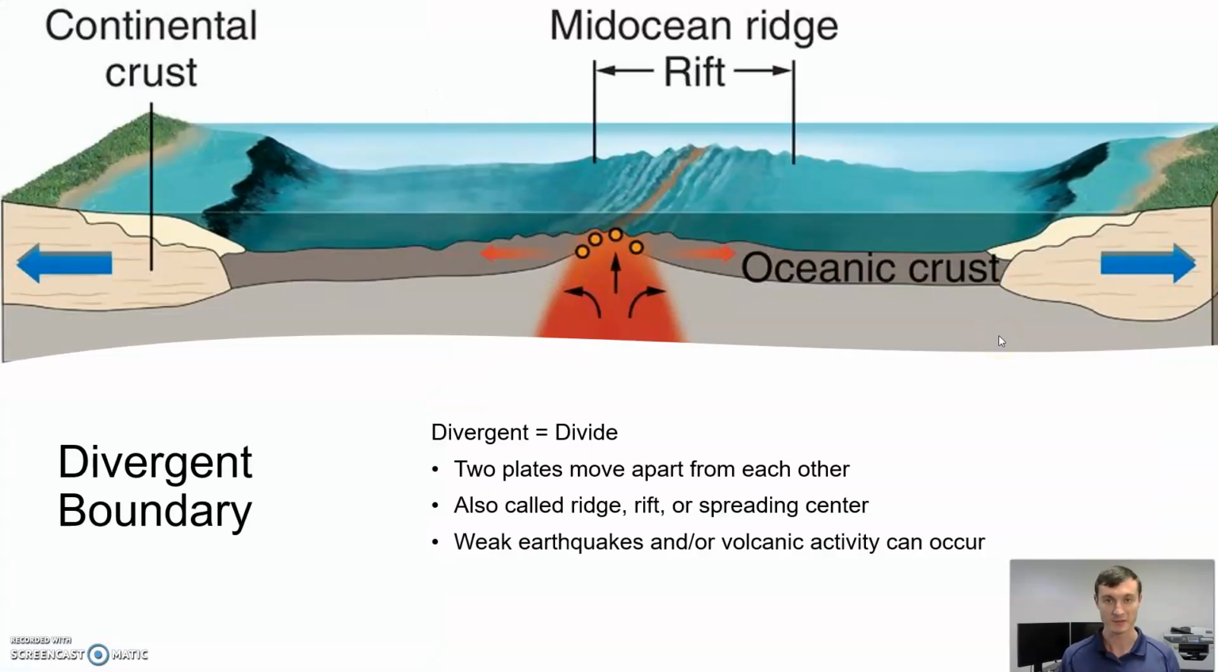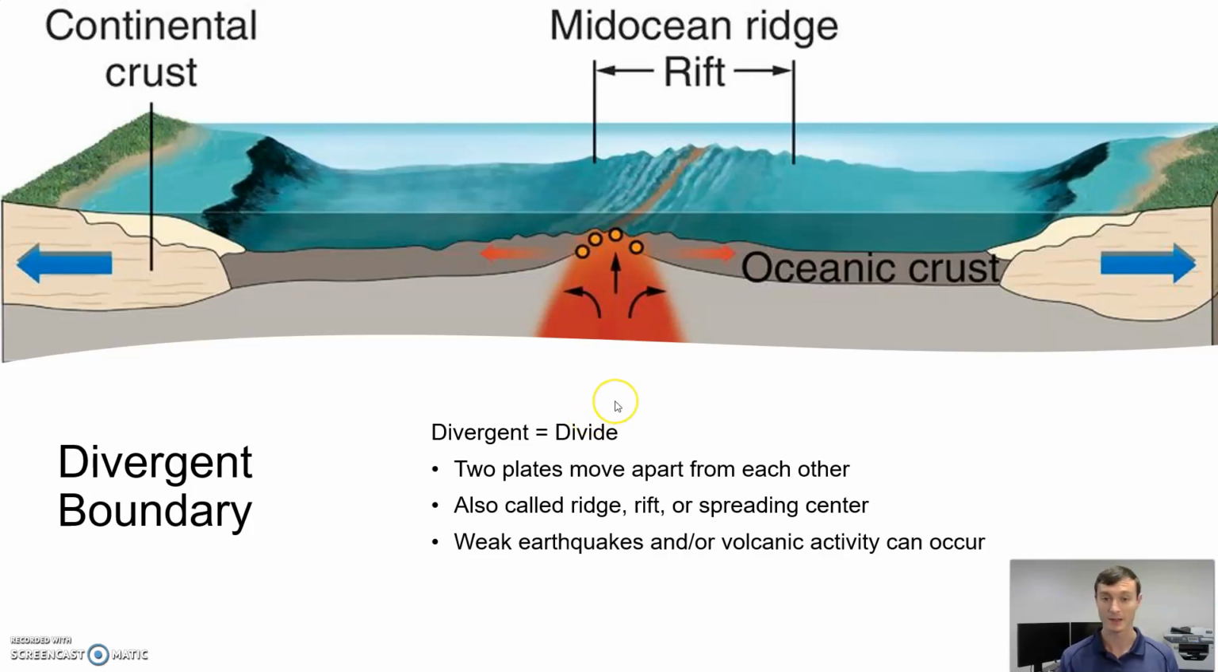Now, our next type of plate boundary is a divergent boundary. So convergent plates collide, divergent plates divide. We have two plates that are moving apart from each other, like you can see in the diagram here. And here in the middle, this is sometimes called a rift, sometimes called a mid-ocean ridge, sometimes called a spreading center. This is the point where warm material is rising up through the crust, where we have new ocean crust created.